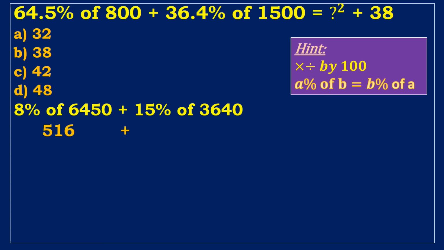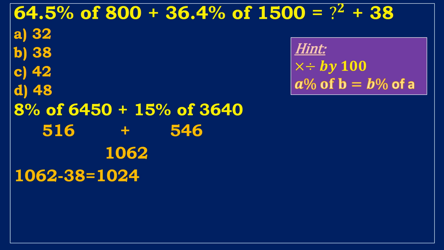8% of 6,450 is 516, while 15% of 3,640 is 546. The sum of 516 and 546 is 1062, which is the left part of the equation. The question mark square is obtained by subtracting 38 from 1062. Finally, computing the square root of 1024 yields the required answer of 32.